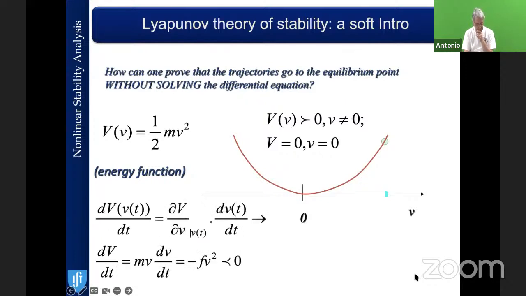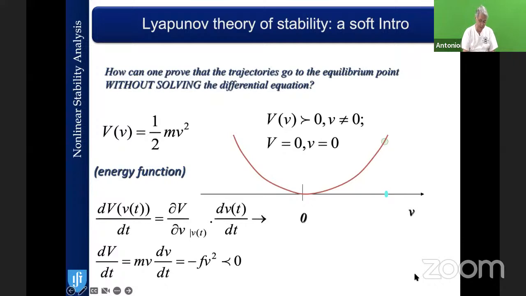And now he posed the following question. Without looking at the trajectories, maybe if I look at the energy and can show that the energy is always decreasing, this is the fundamental part, it's still a mystery of how one could do that. Then if I have something that is always decreasing and is lower bounded by 0, then the energy goes to 0. And the energy can only be 0 when the speed is equal to 0.